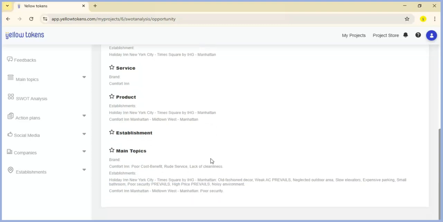And now you might be wondering, what should I do with this information? How can I improve my customers' experience? And how can I take advantage of my competitors' weaknesses? The answer lies in the next menu item, Action Plans. That's where you turn these insights into real decisions. Let's see how it works in the next video.